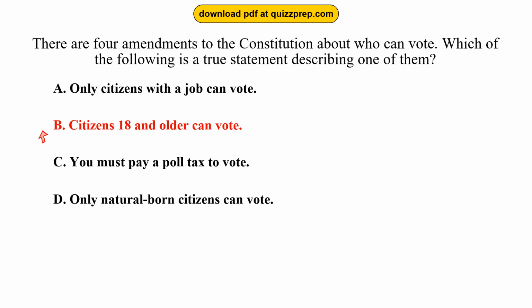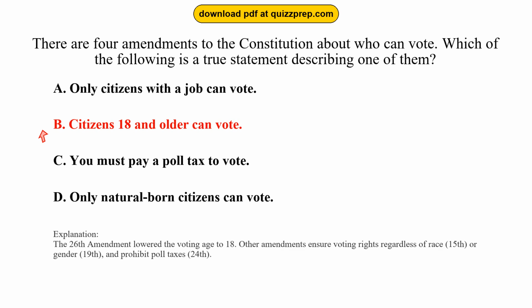The correct answer is option B, citizens 18 and older can vote. The 26th Amendment lowered the voting age to 18. Other amendments ensure voting rights regardless of race, 15th, or gender, 19th, and prohibit poll taxes, 24th.